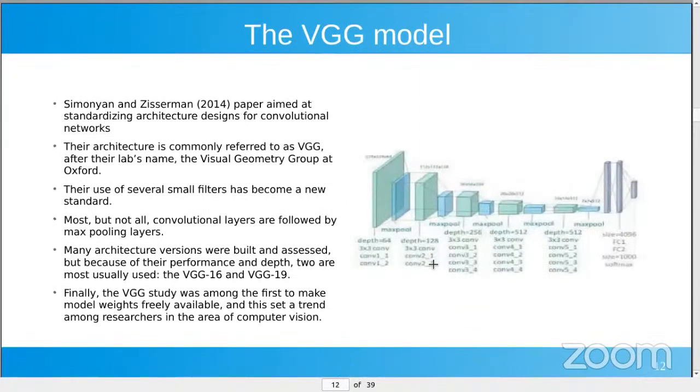So there are several models of convolutional neural networks. Here we're using 3 main ones, which are the VGG from the Visual Geometry Group. They use several small filters, most commonly a convolutional layer followed by a max pooling layer, and the most used architectures for VGG are VGG16 and VGG19. These were the first convolutional networks to make the model weights freely available. So you don't have to retrain the neural network every time you have new data. You can just upload the weights and apply them to new data. And this set a trend which is still in use among researchers in the area of computer vision.